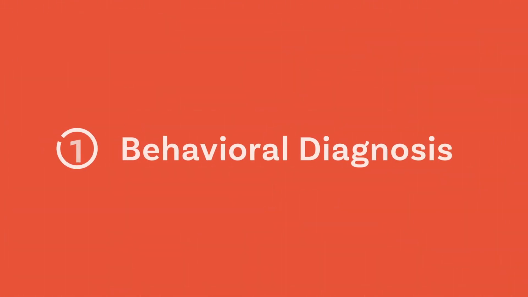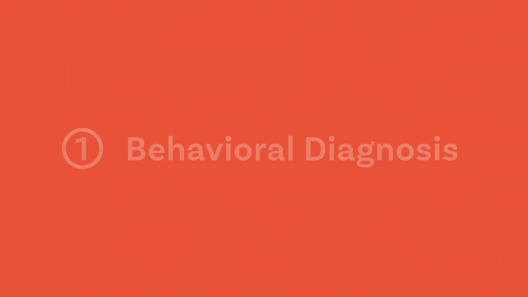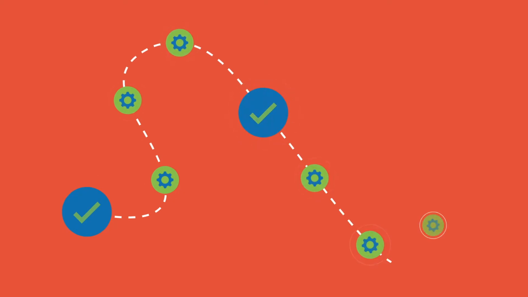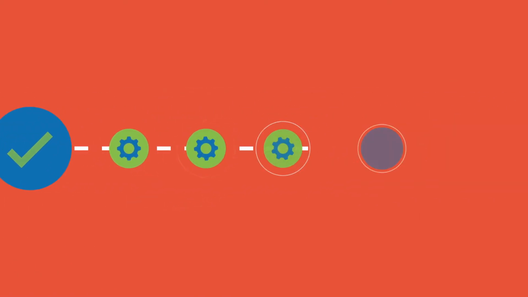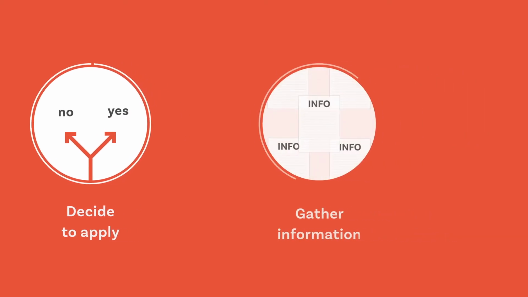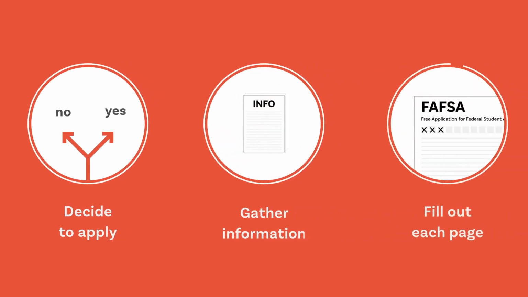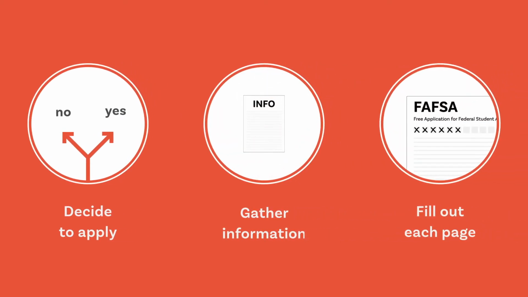Our first step was to complete a behavioral diagnosis, mapping out every action and decision that a student makes to complete the FAFSA. We found that there are over 20 actions a student must take to file the FAFSA. Deciding to apply, gathering information, filling out each page, these are all steps in the application process.